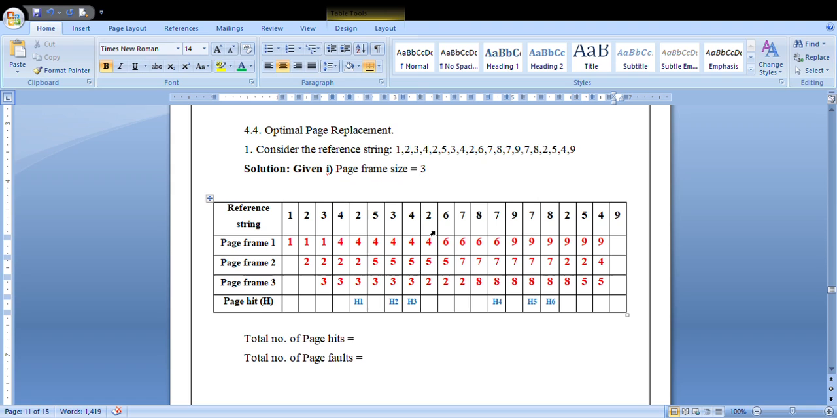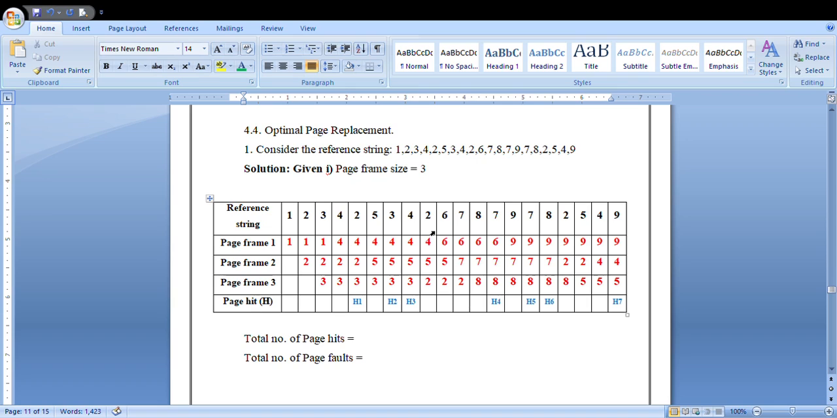And the next arriving page is 9. It is already existing in the frame. Keep as it is. This is your next hit. So the total number of hits is 7, as specified in the last row, and the total number of page faults is 20 minus 7, that is 13. This is how you perform optimal page replacement when the page frame size is 3.